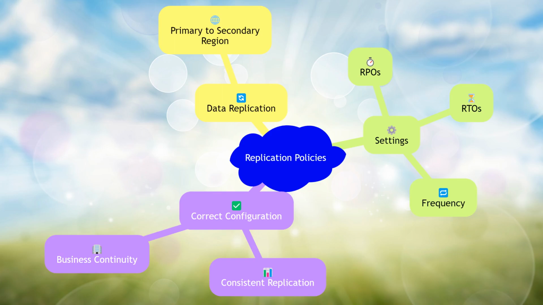Replication policies define how data is replicated from the primary to the secondary region. These policies include settings such as recovery point objectives, RPOs, recovery time objectives, RTOs, and the frequency of data replication. Configuring these policies correctly ensures that your data is consistently replicated and that you can meet your business continuity requirements.